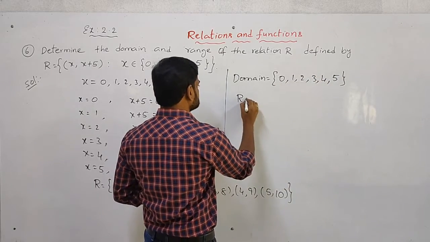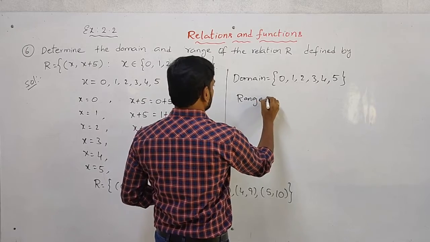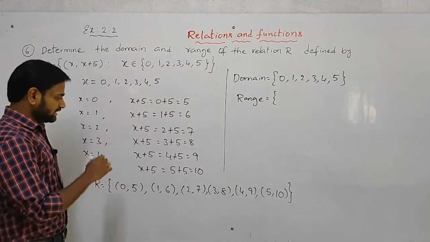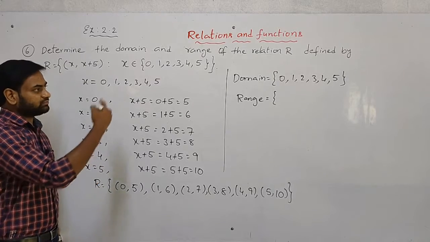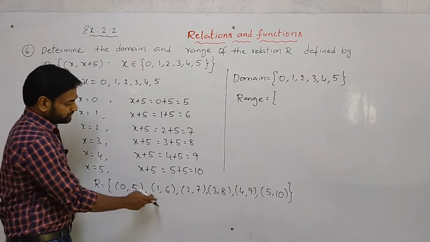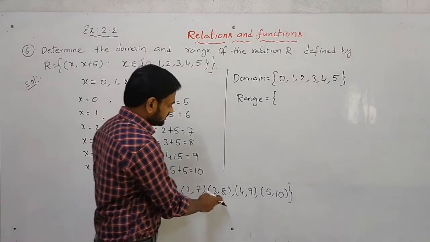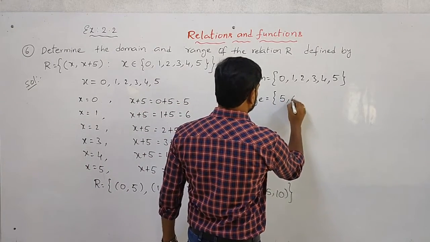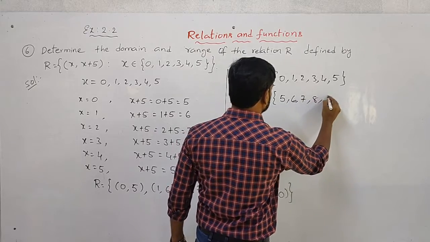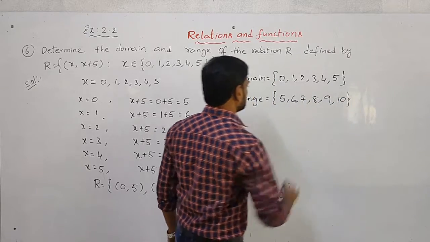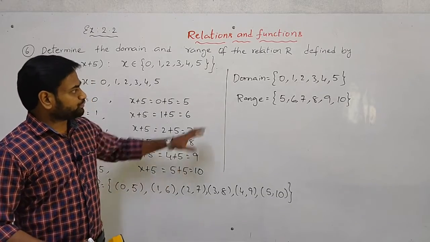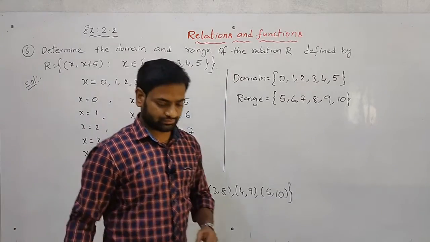Next, what is the range? The second elements which are in the relation. So in the relation, second elements are range. 5, 6, 7, 8, 9, 10. It is the range. So it is in the roster form, domain and range.